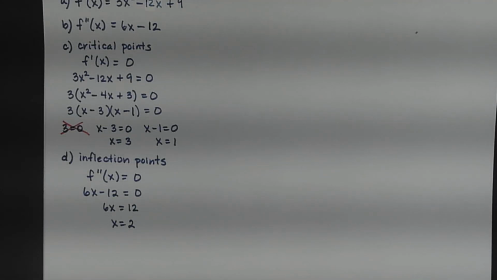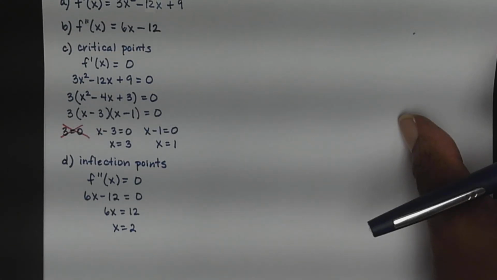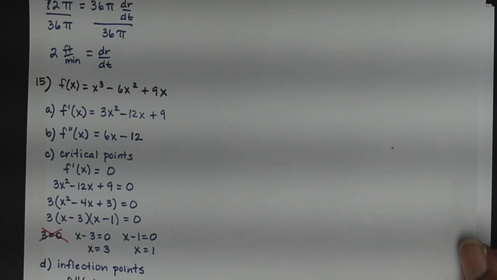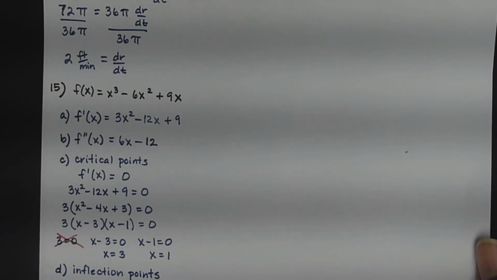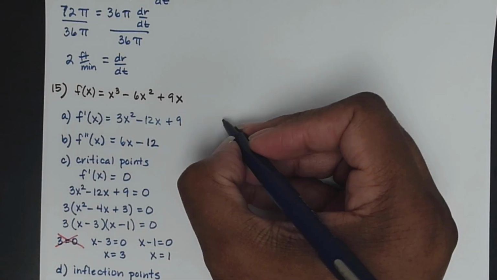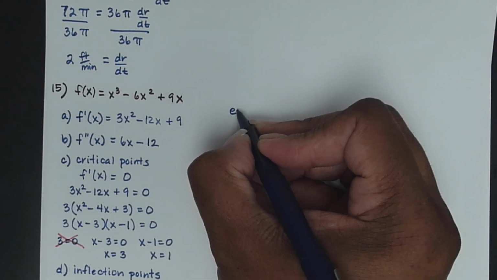Now, on which intervals is the function increasing? Well, this is where we put all of this on the table. So here's E.